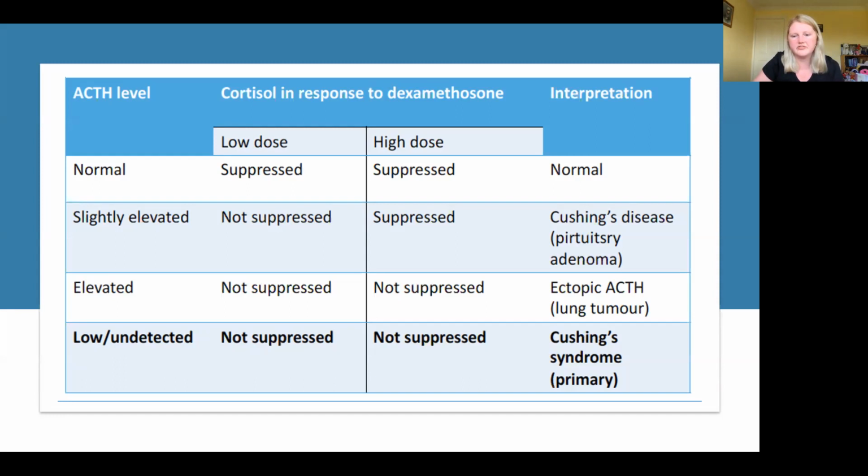Now, if it's primary Cushing syndrome, which is at the adrenal level, giving dexamethasone will make no difference to the levels of cortisol because it's just secreting its own. But this will have negative feedback on ACTH, leading to its low and undetectable level. If you have any questions on that, if I've explained that really poorly, feel free to ask me a question about it. Yeah, sometimes it's just working through these tables and setting up your own way of thinking through that.